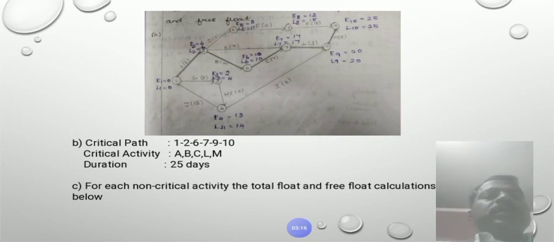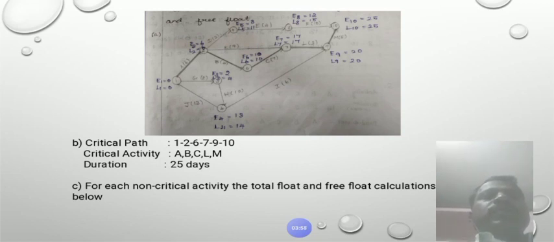Therefore, the critical path: when the earliest time and latest time are equal, the critical path is 1 to 2, 2 to 6, 6 to 7, 7 to 9, and 9 to 10. These activities are called critical activities: 1 to 2, 2 to 6, 6 to 7, 7 to 9, 9 to 10, which are A, B, C, L, M. These activities A, B, C, L, M are critical activities.